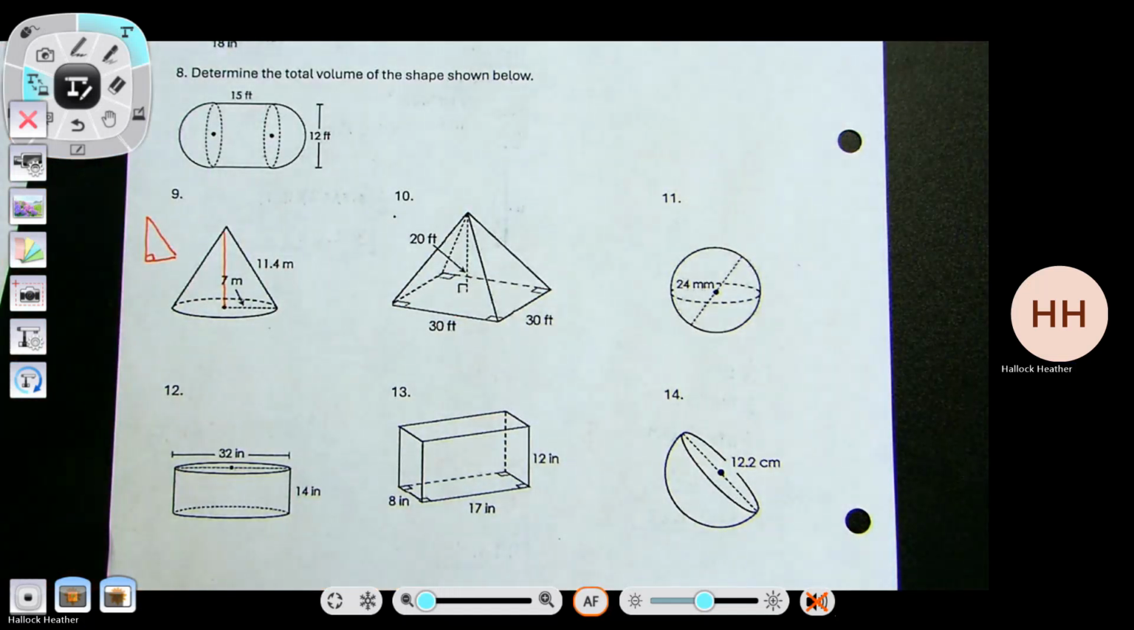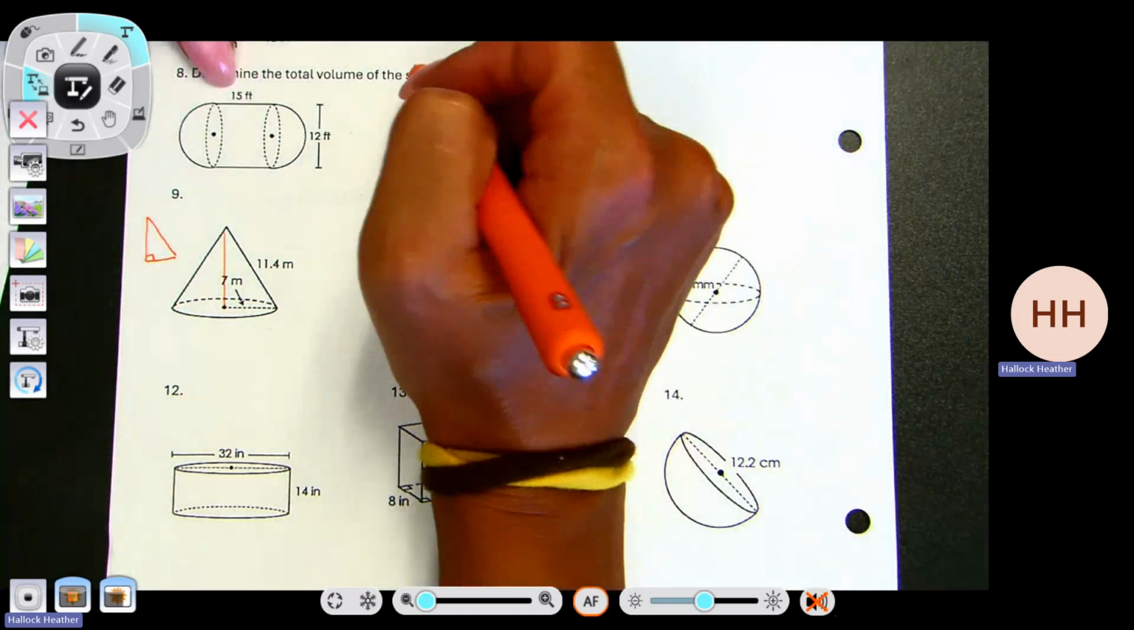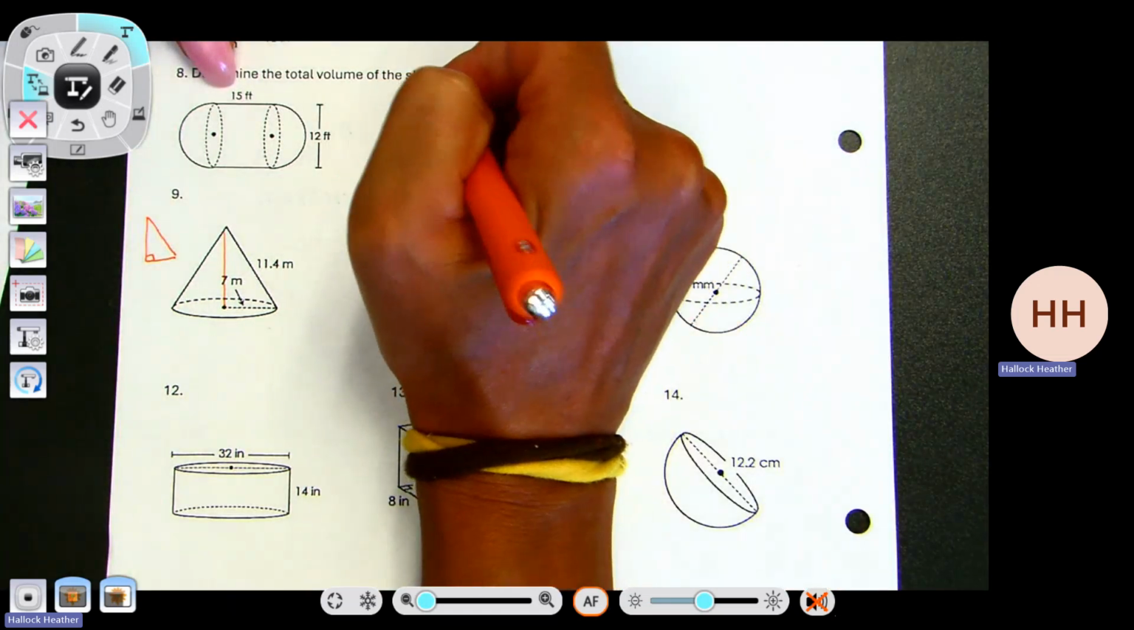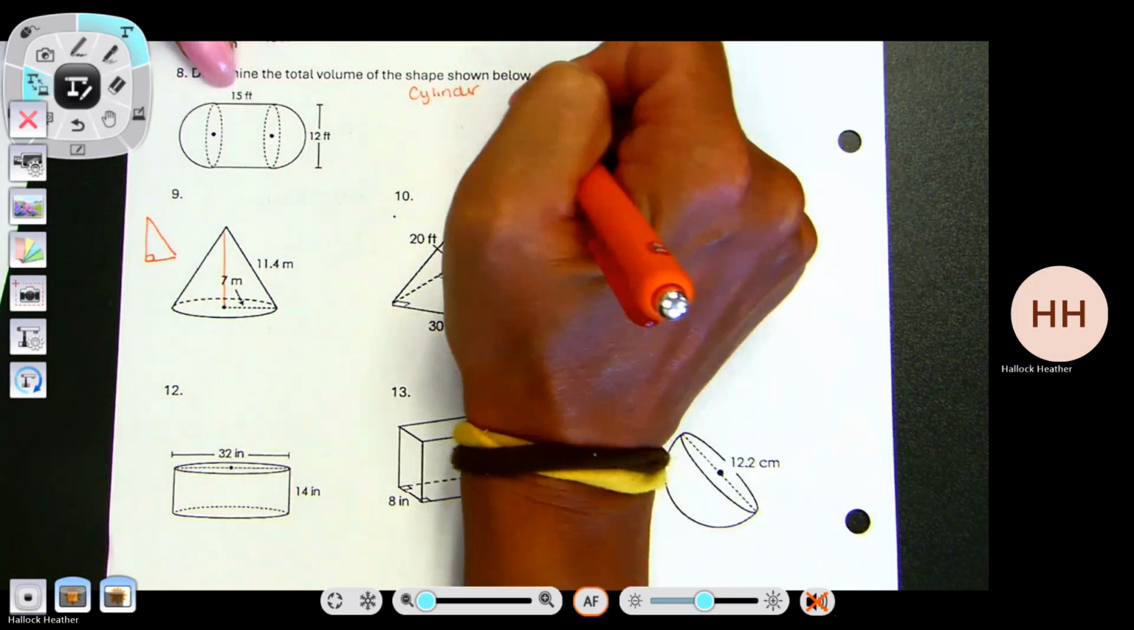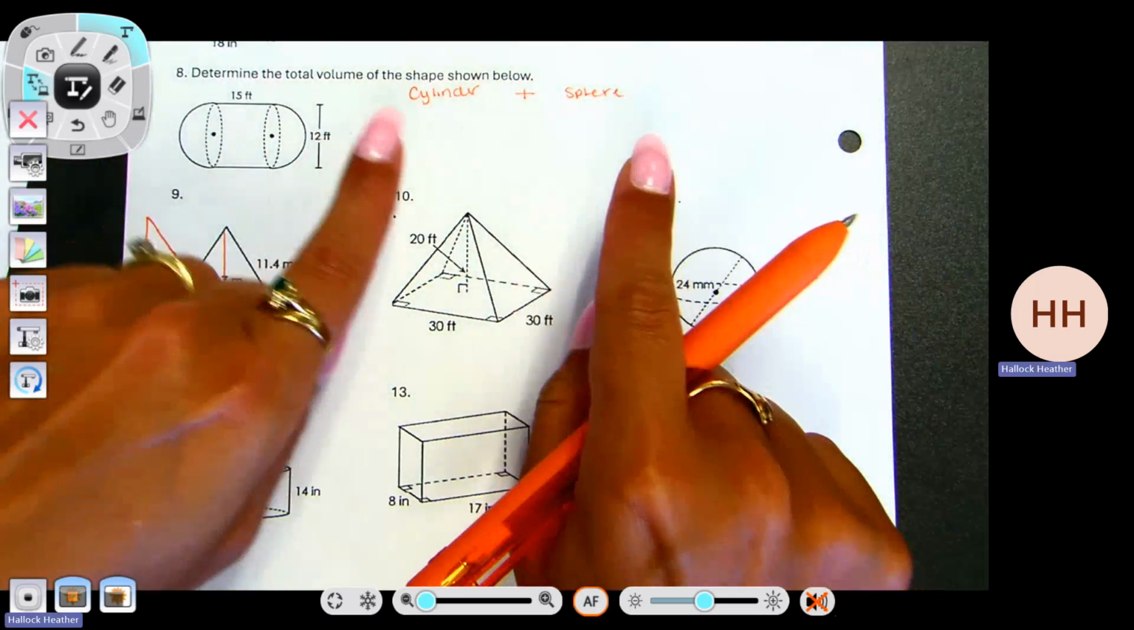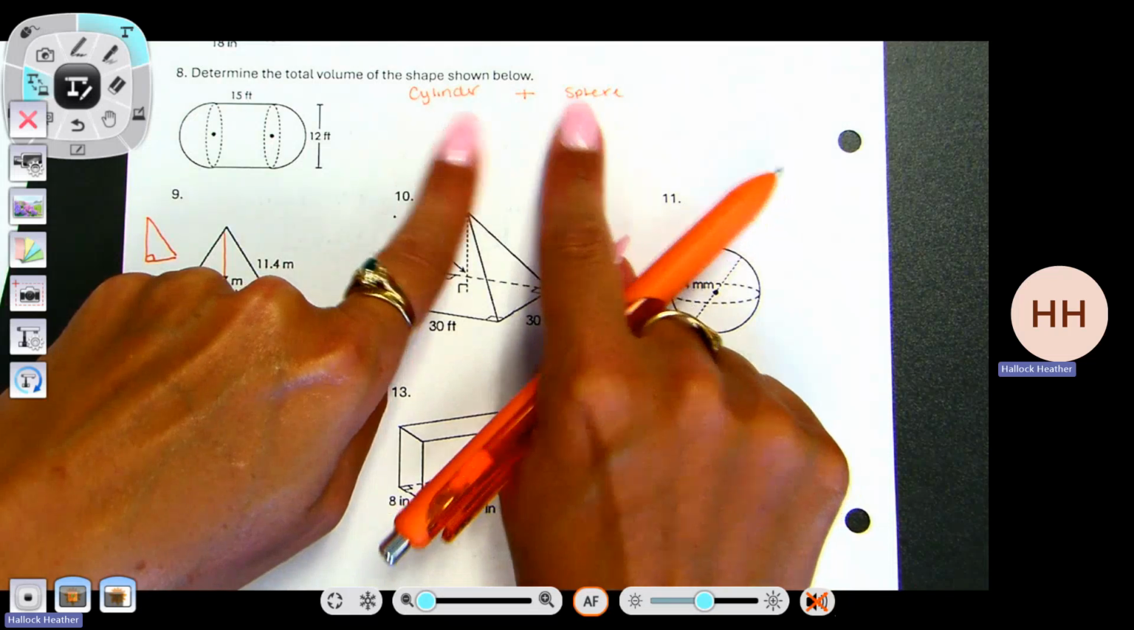Let's talk about 8. 8 has 2 shapes stuck together. So you're gonna have to find both shapes. And then what are you gonna do to find the total volume? You're gonna add it. So what 2 shapes are in number 8? A cylinder and a sphere. So you're finding a cylinder and a sphere, and then you're gonna add it together.